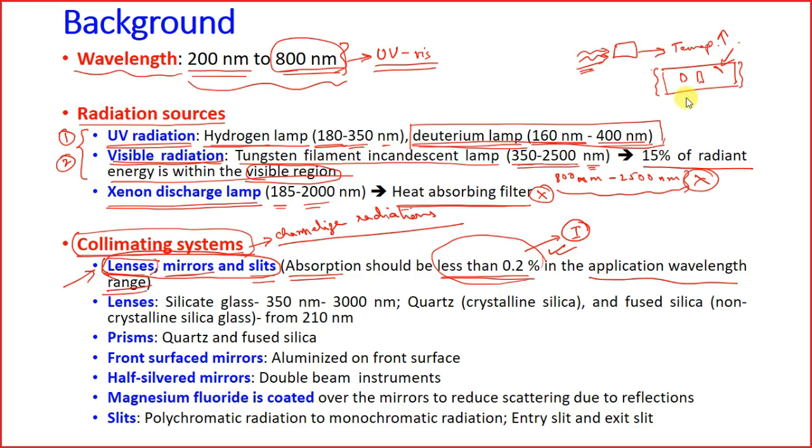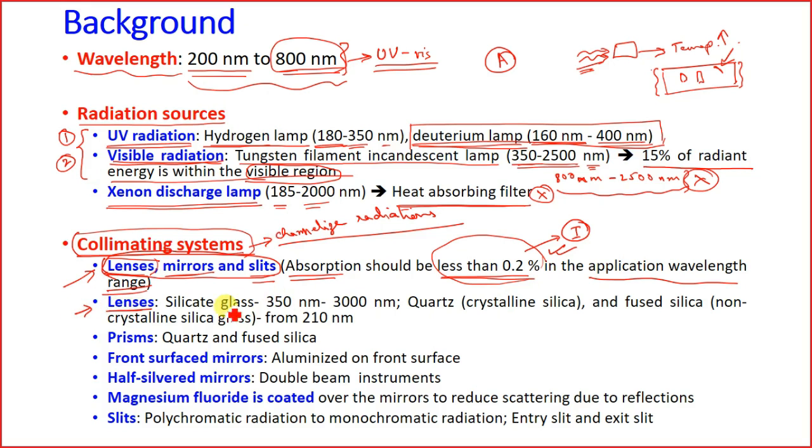Why is that a disadvantage? Because the absorption of a particular solution or a matter is dependent on the temperature. So while using this, we have to be very careful while selecting the material for making these collimating systems. Then we have lenses.